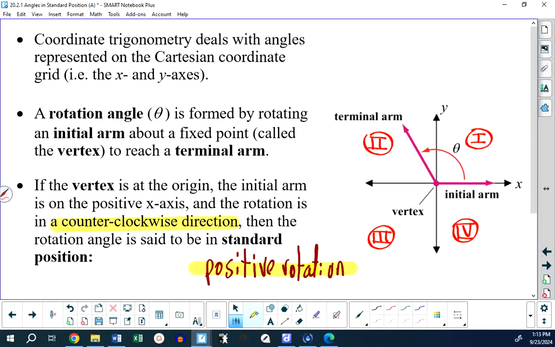So a positive rotation angle starts at 0 and rotates in a counterclockwise direction so that it passes through the 4 quadrants in the order in which the quadrants are numbered. In fact, that's why they're numbered that way.